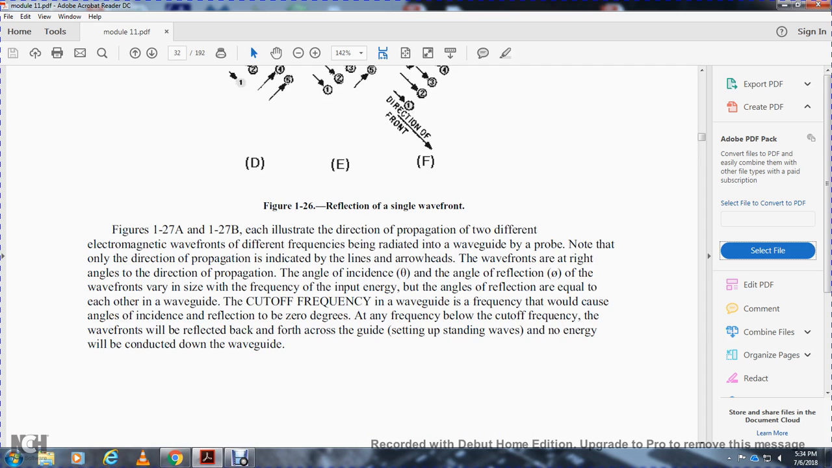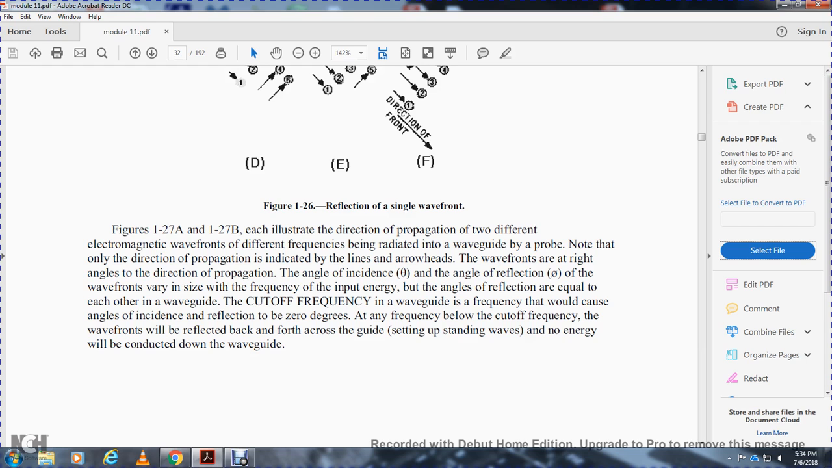Two different electromagnetic wavefronts of different frequencies are illustrated, radiated into the waveguide by the probe. Note that only the direction of propagation is indicated, by the lines with arrowheads. The angle of incidence and the angle of reflection of the wavefronts vary with the frequency of the input energy. The angle of incidence and angle of reflection are equal to each other.